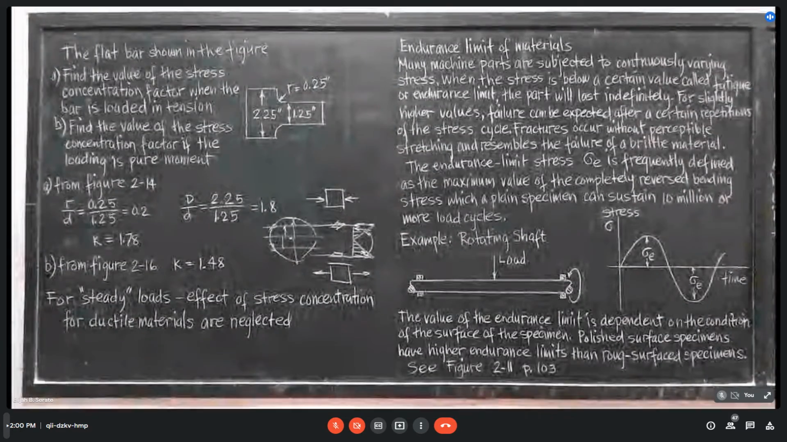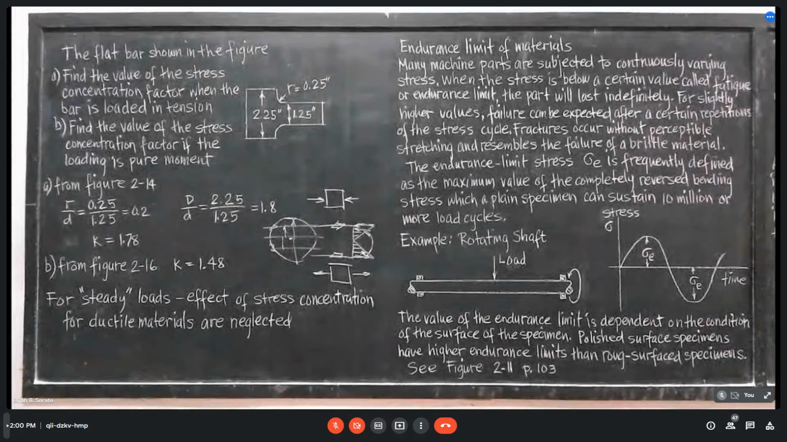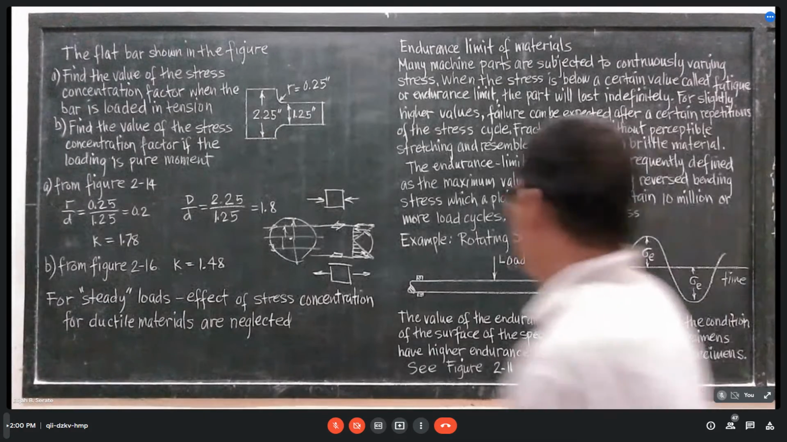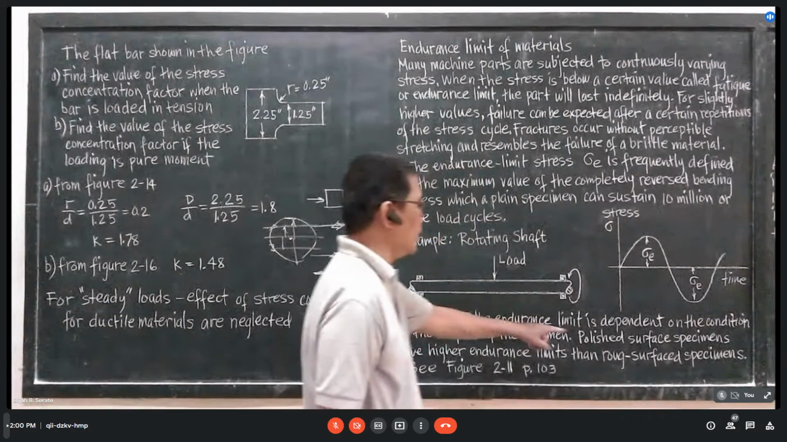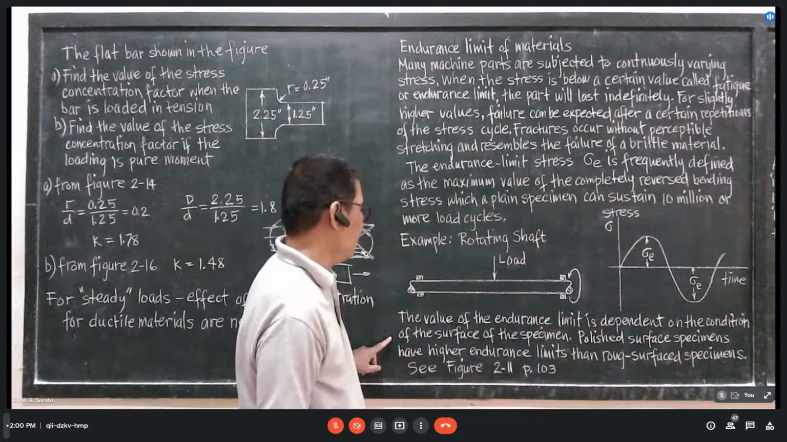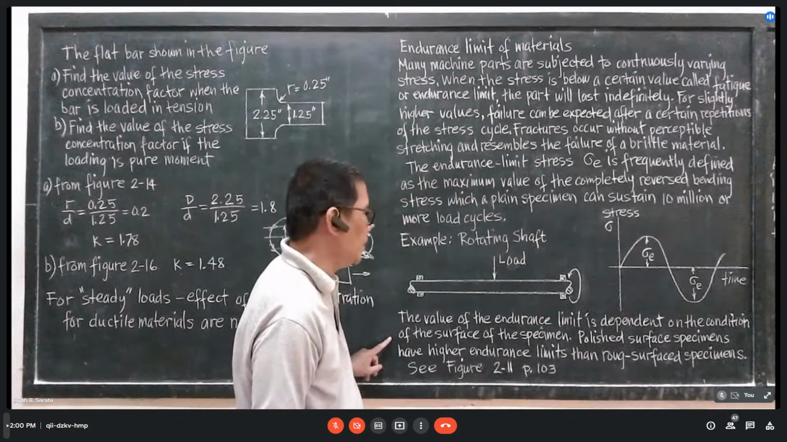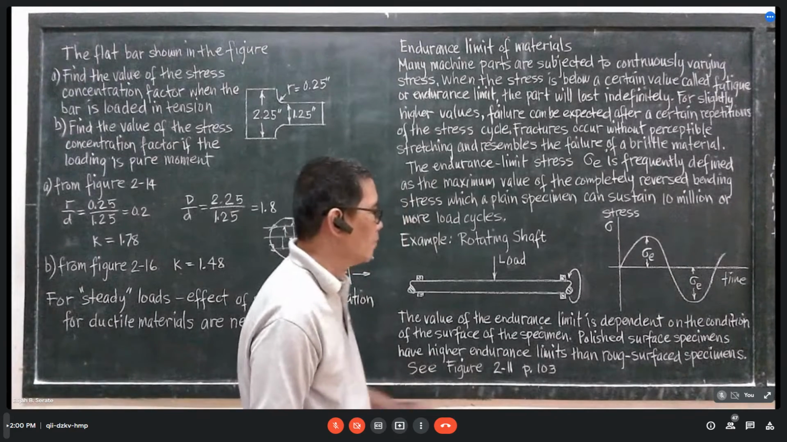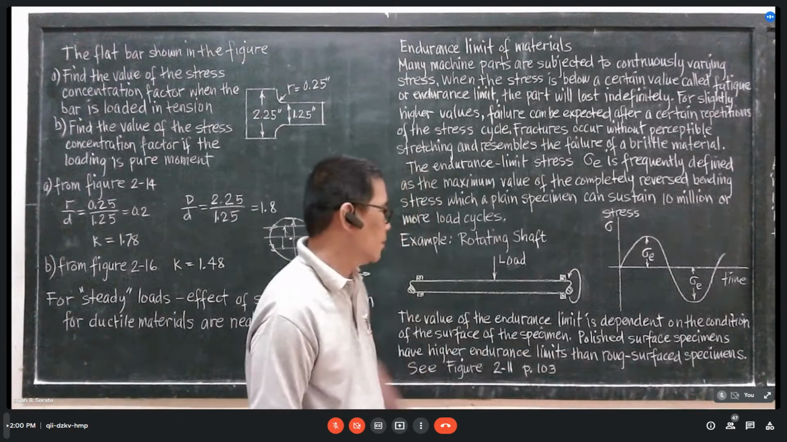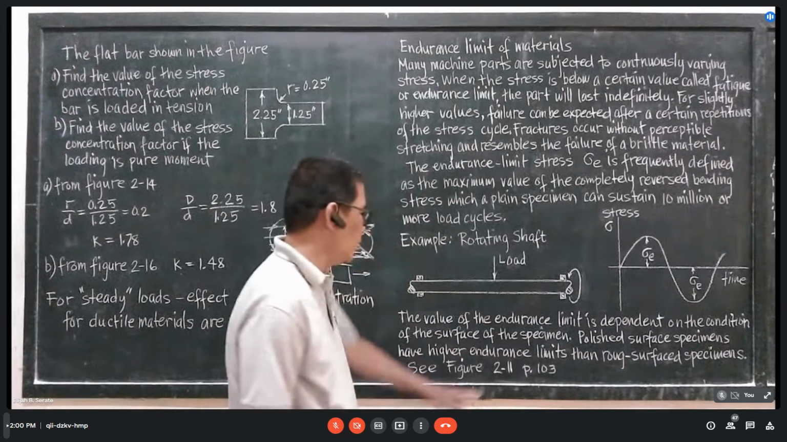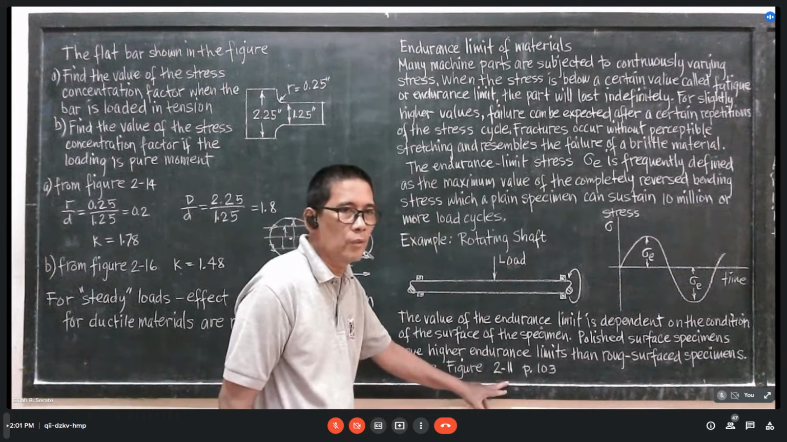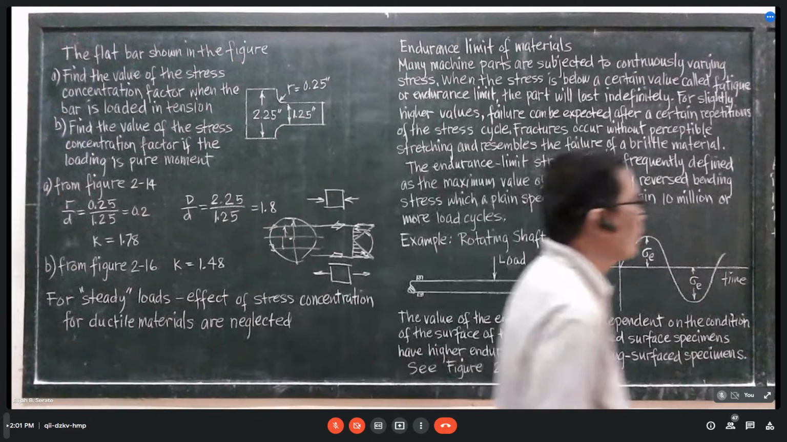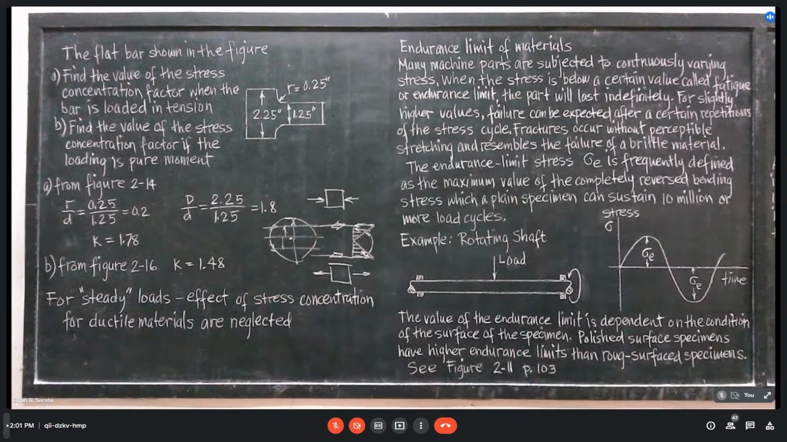So let's go back. So again, the value of the endurance limit is dependent on the surface of the specimen. So polished surfaces have a higher endurance limit than rough surface specimens, as we have found in figure 2-11. Okay, we will have an example.